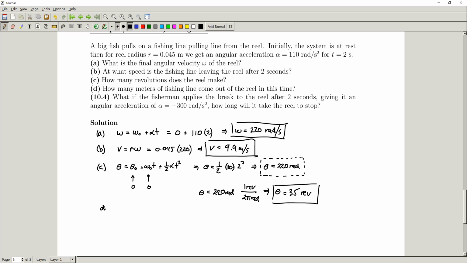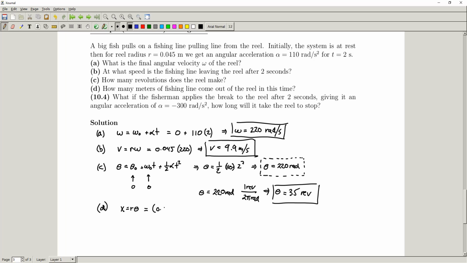Now on to part D. In part D, we want to know how many meters of fishing line come out of the reel during this time, right? So we want to know what x is basically. We know how much theta has changed, and we want to know what x is. Well, we have this handy equation that relates theta and x simply through r. We simply need to know what r is to be able to get x from theta. And so we can just plug that in right now.